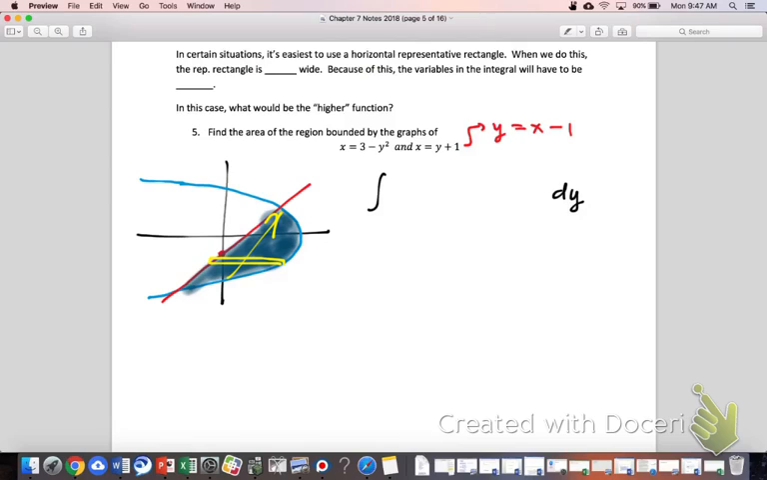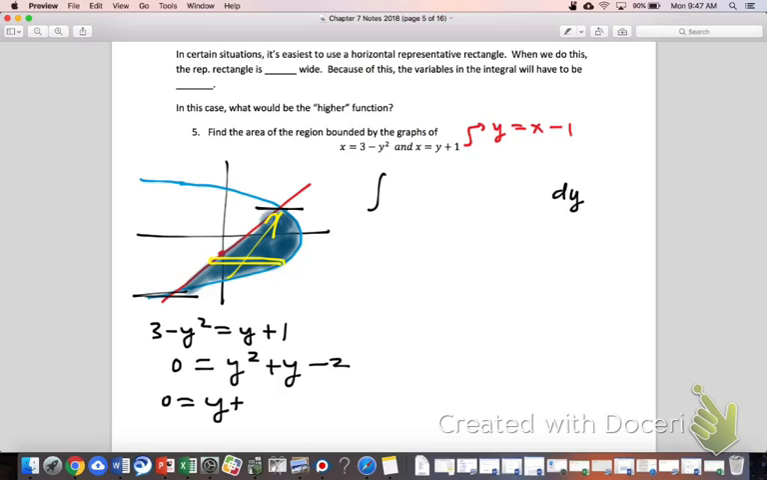They're equal to each other. So yeah, solve for y. Equal to each other, solve for y. Aren't we looking for those intersection points? So I like your idea, Noah, of setting them equal to each other. So 3 minus y squared equals y plus 1. I'd go 0 equals y squared plus y minus 2. So by that zero factor property, I get y equals negative 2, y equals 1.